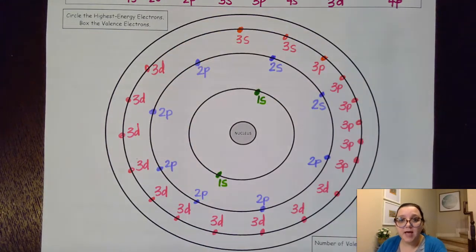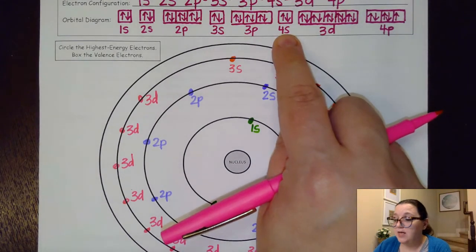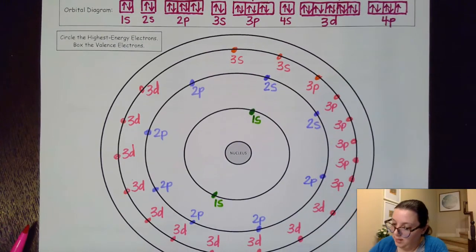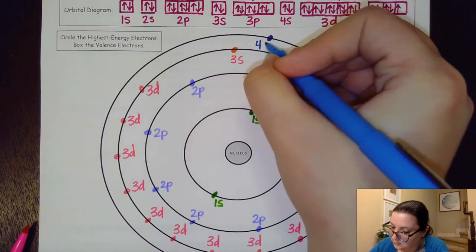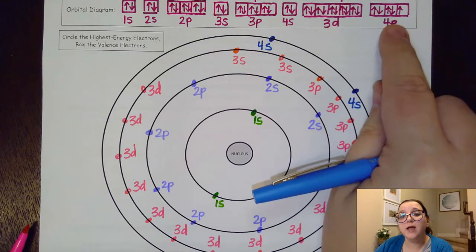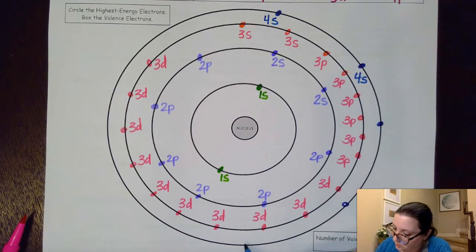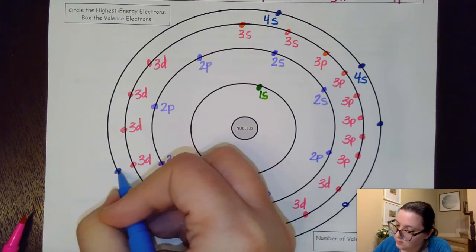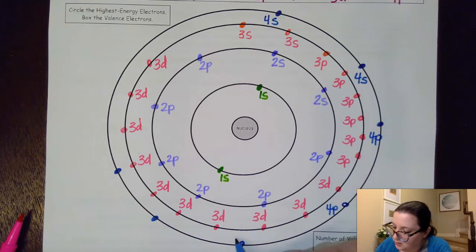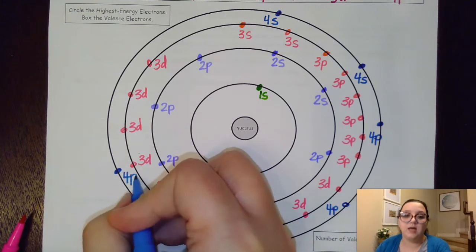Okay, so next, on the fourth energy level, we have both 4s and 4p. For the 4s, there's only 2 of those. So I'm going to have 4s and 4s. And then for 4p, we're going to have 5 of those. So we're going to have 1, 2, 3, 4, 5. And again, these are all going to be 4p. I didn't perfectly space them out along here, but I at least have the electrons on the energy level that they're supposed to go on, which is kind of the important part.